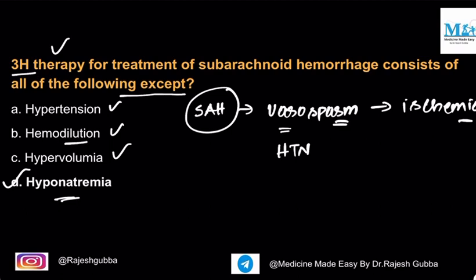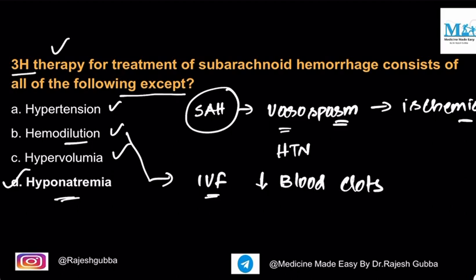Then coming to hemodilution, right? Hemodilution refers to reduction in the concentration of the RBC in the blood. And how is this hemodilution achieved? This hemodilution is achieved by supplementing the IV fluids, or the blood products. Okay, so these IV fluids reduce the risk of the blood clots, right? That is why hemodilution is very much important.